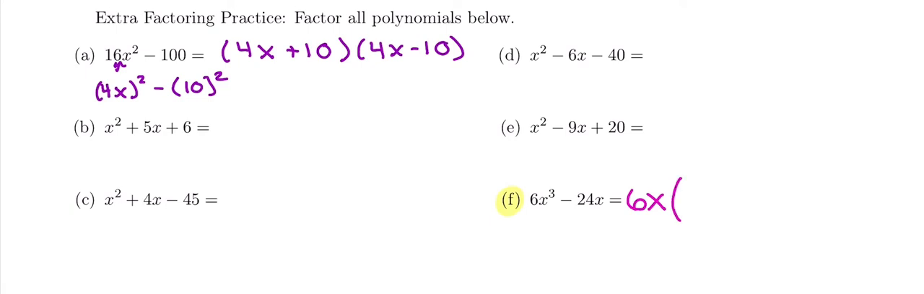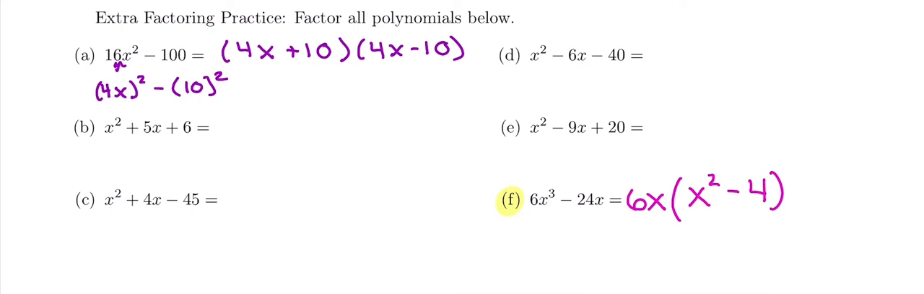So we have 6x times x squared would give us 6x cubed. And then 6x times negative 4 would give me that negative 24x, right? We can check it. 6x times x squared is x cubed, 6x cubed. And then 6x times negative 4 is going to be that negative 24x. So that looks good so far.